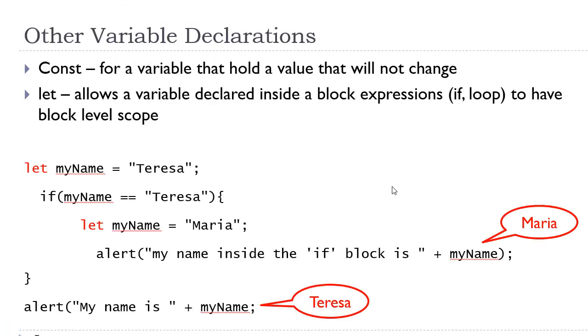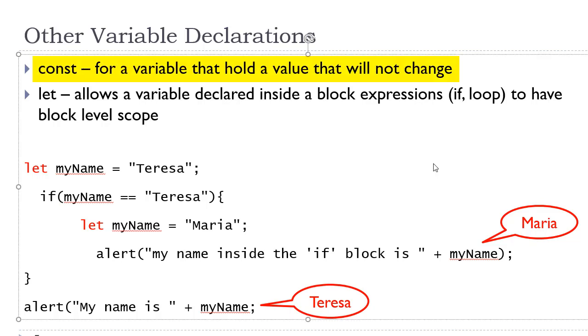There are two other variable declarations in JavaScript that were introduced in 2015 with ES6. One is const, C-O-N-S-T, and that is used to declare a variable that will hold a value that will not change. C-O-N-S-T stands for constant, meaning it has a constant value. The other one is let.